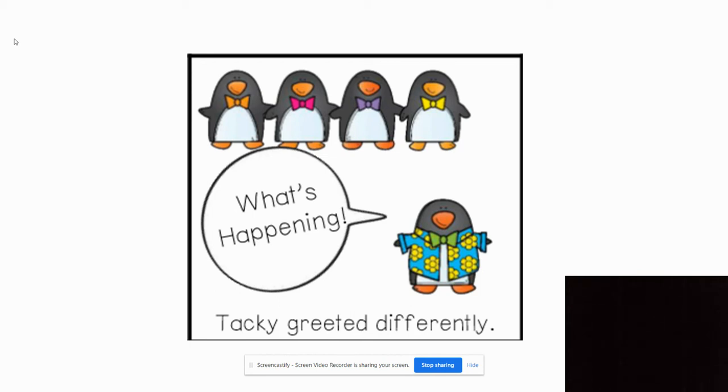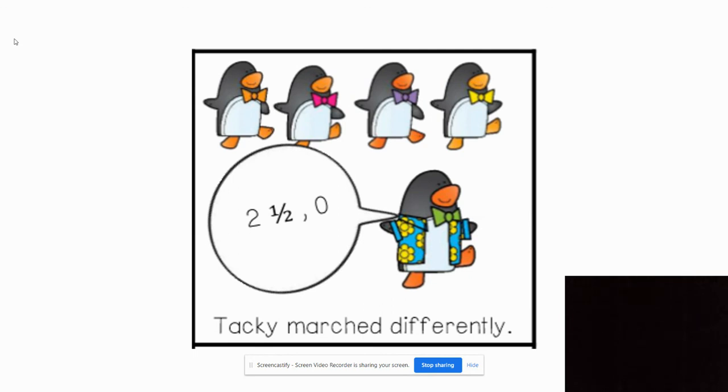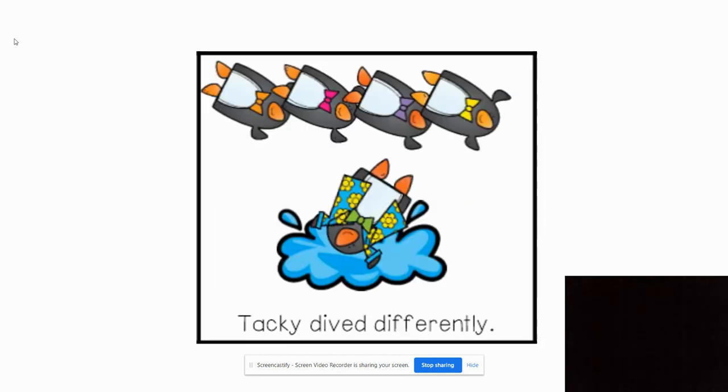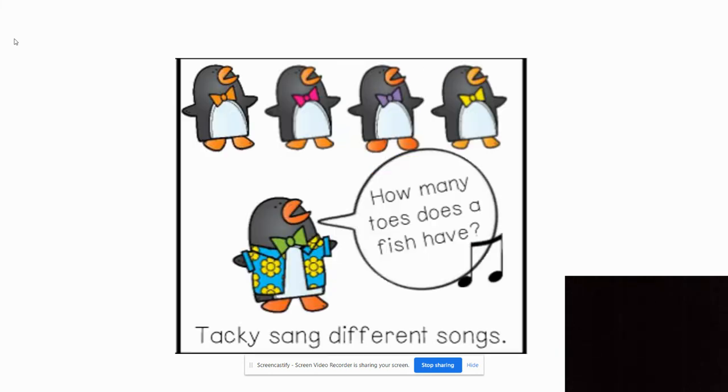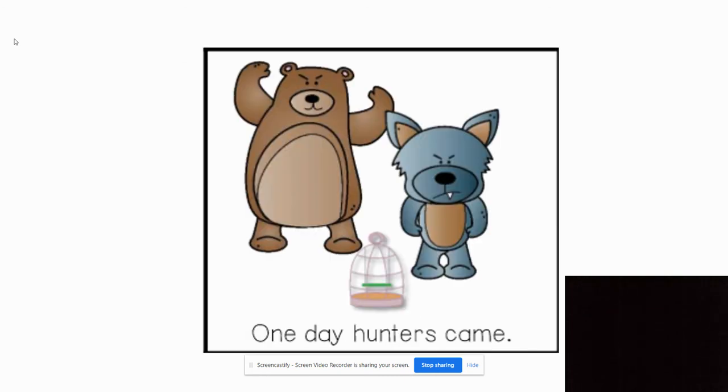So right now, I'm going to say, Tacky greeted differently. You say, Tacky greeted differently. I say, Tacky marched differently. You say, Tacky marched differently. I say, Tacky dived differently. You say, Tacky dived differently. I say, Tacky sang different songs. You say, Tacky sang different songs. I say, one day hunters came. You say, one day hunters came.